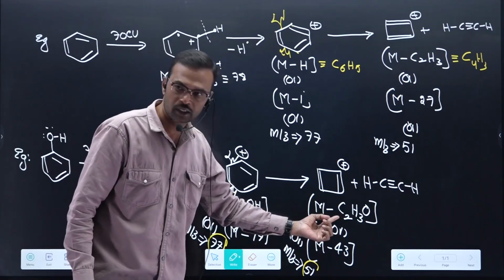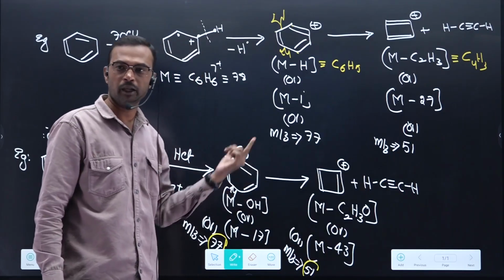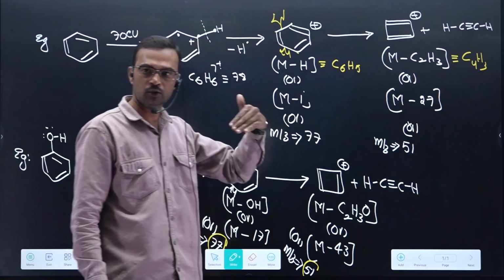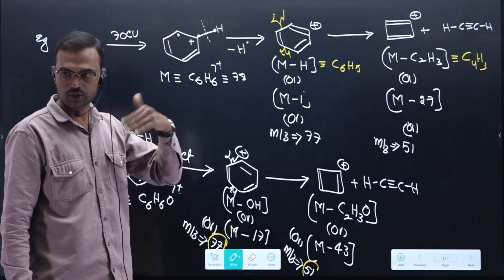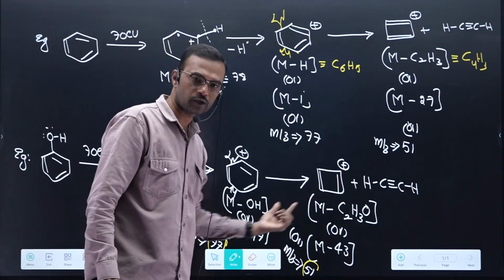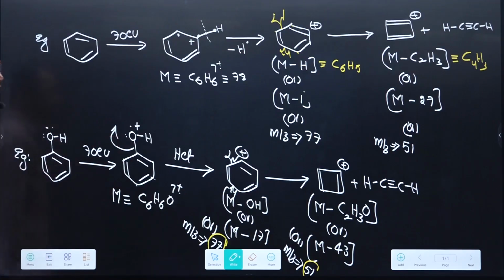They will give it like this: C3H3O is a group which is removed from the molecular ion, liberating MZ value 51. Like that they will give some data. In theoretical questions, if you know this pattern to identify the fragment, it becomes very easy for you. Clear? Right.